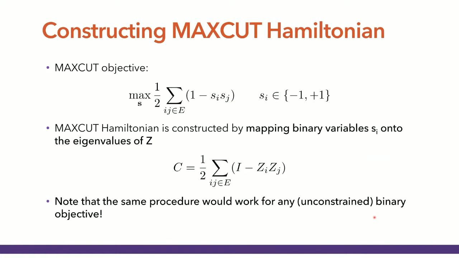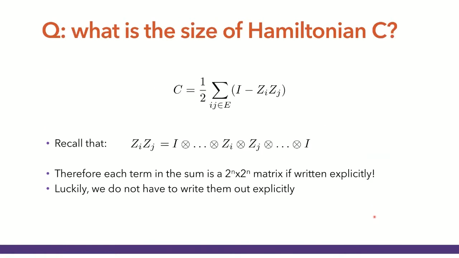Any questions on the construction of the Hamiltonian representing the max-cut objective function? The size of this Hamiltonian is 2 to the power of n by 2 to the power of n, because Z_i Z_j is an operator acting on n qubits. So, as I said earlier, we cannot write this out explicitly. How do we build this Hamiltonian in general? Or maybe a better question is, why can we always build it?